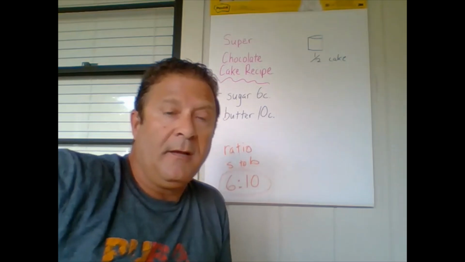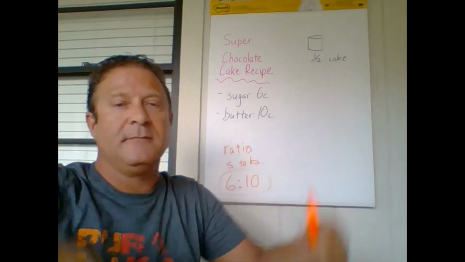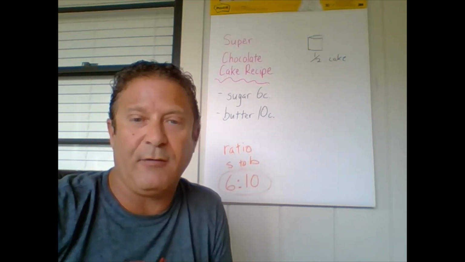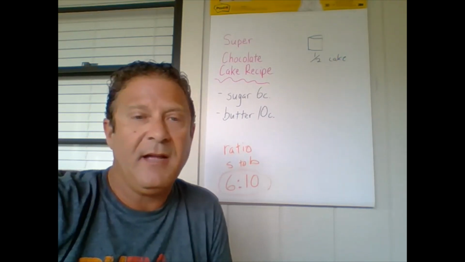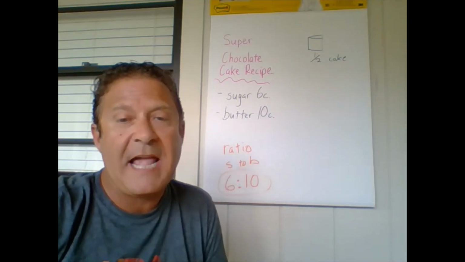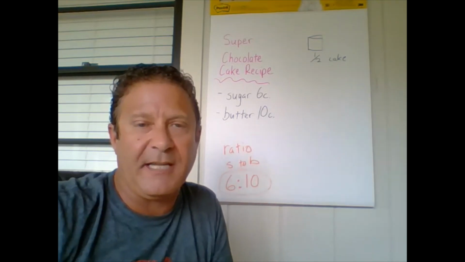Now, here's the problem. The super chocolate cake is a really huge, gigantic cake, and I am having a pretty small party this time. I'm not having a huge party like I was with my unicorn cakes. I'm only having a few people over, and I only want to make half a cake. I want to make a cake that's half the size.